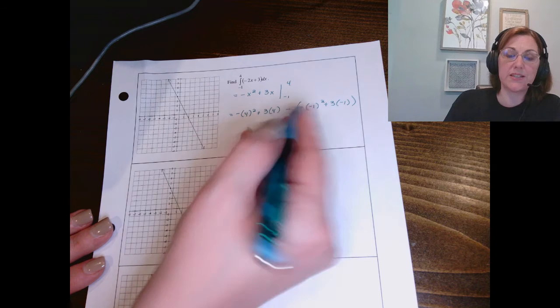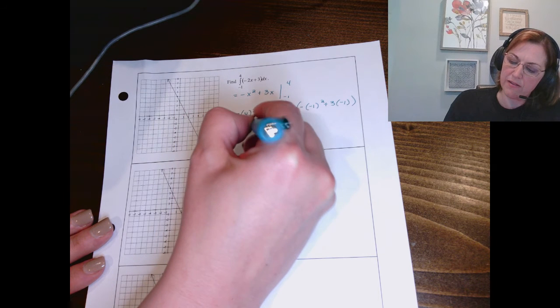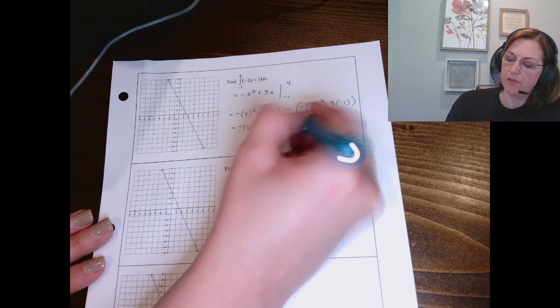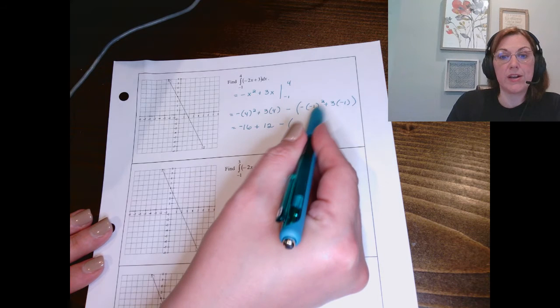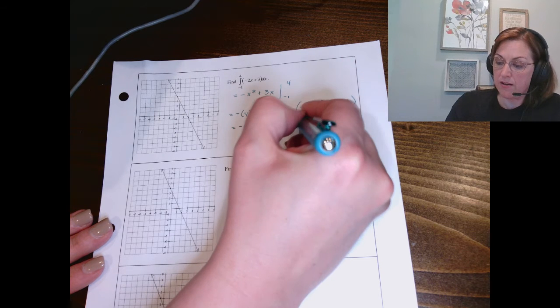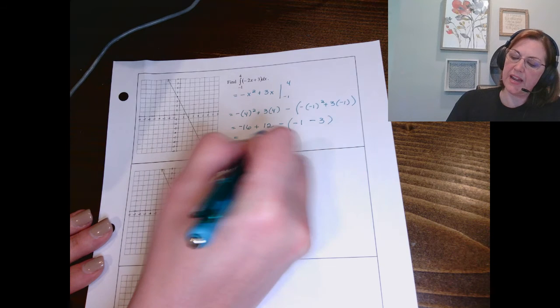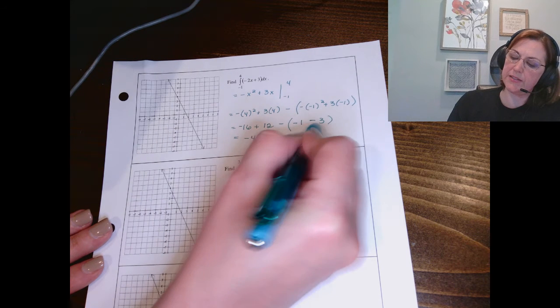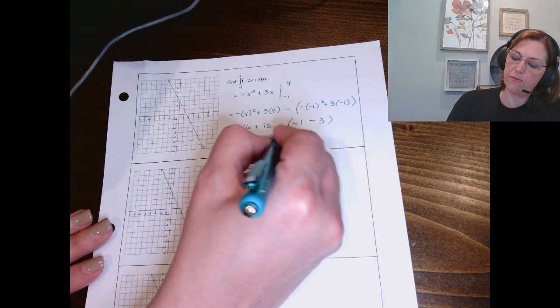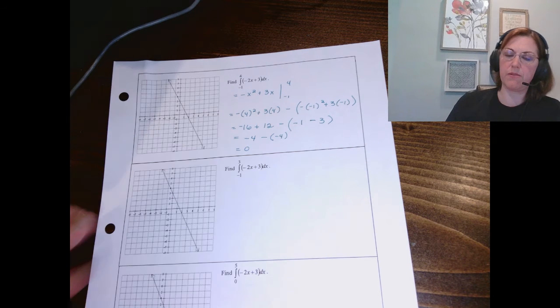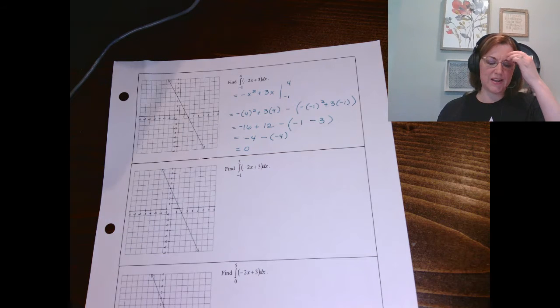So 4 squared is 16, put a negative on it. 3 times 4 is 12. Negative 1 squared is 1, put a negative on it. Okay, so I've got negative 4 here minus negative 4. That gives me 0. So how can area be 0?